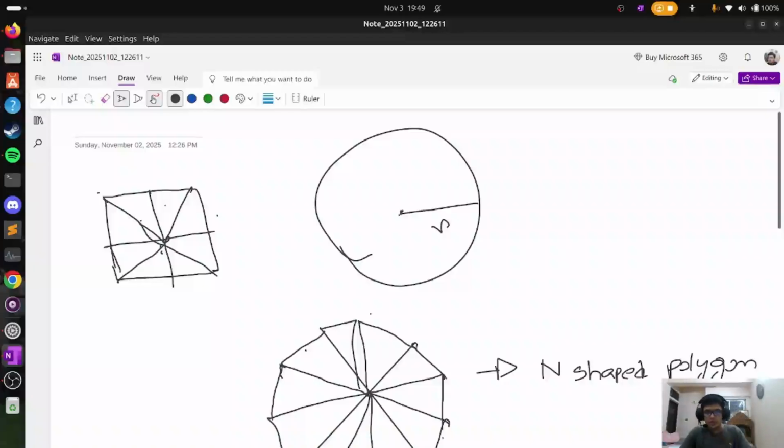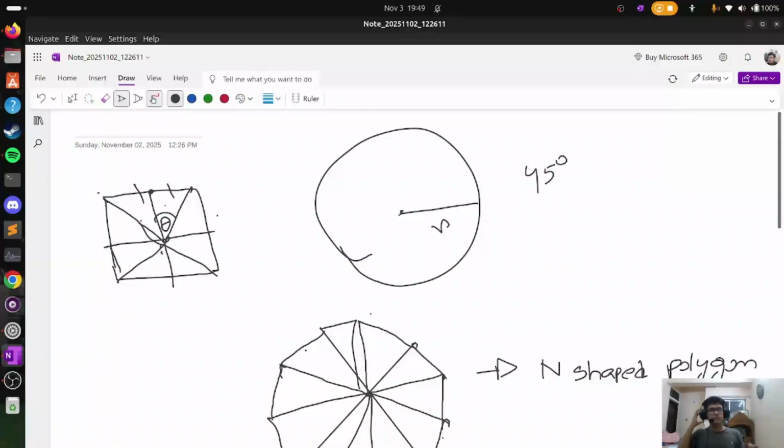Now look at this angle here. This side is at the midpoint of this edge, or this line here. It's the midpoint. So what is the value of this angle here? We all know it's 45 degrees.